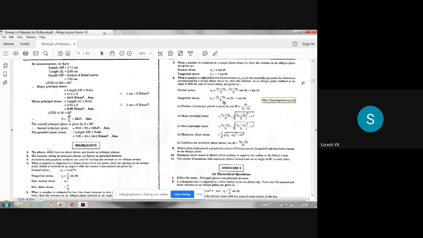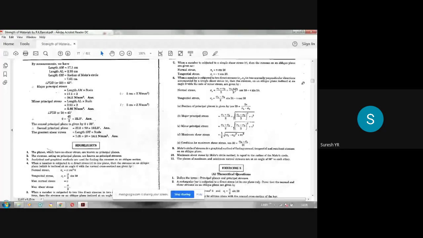You can call it as tau also. Sigma x minus sigma y by 2 into sin 2 theta minus tau into cos 2 theta. So these two formulae you should remember. Okay, making an angle theta with the vertical. So this you can find out using the Mohr circle method also.